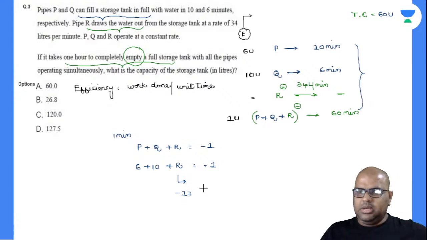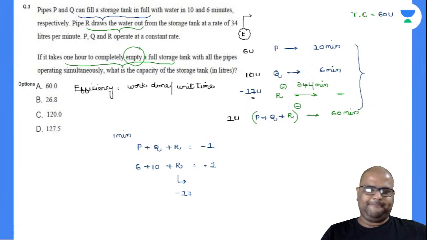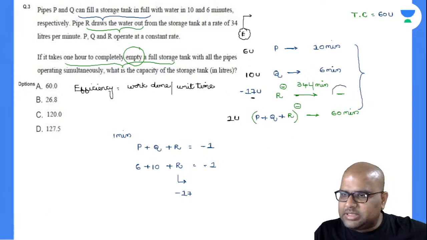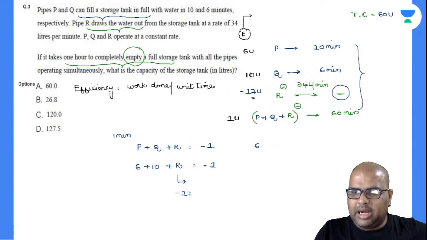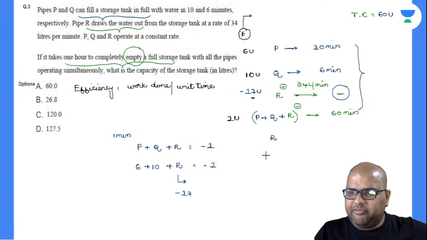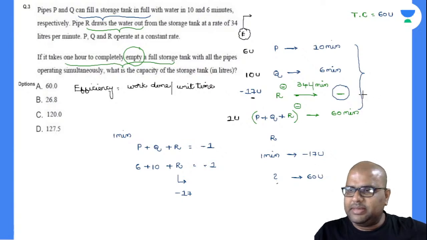Perfectly. So by this, what can I say? My R efficiency is -17 units here. Only in that case it can become -1. So by this, can I find out this value? Yes, I can. Now see, regarding R, in 1 minute it can empty 17 units of tank. Total 60 units of tank can be emptied in how many minutes? Is it 60 by 17? Yes, it is 60 by 17 minutes. So I can find out my answer very easily.